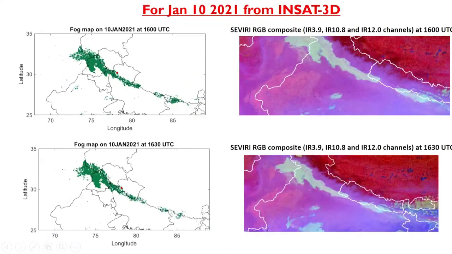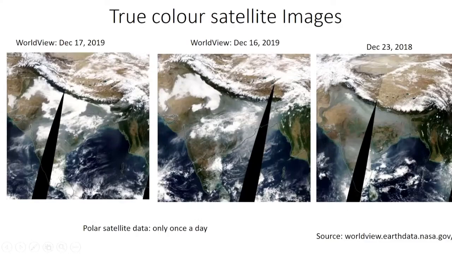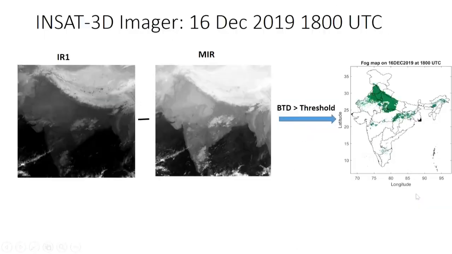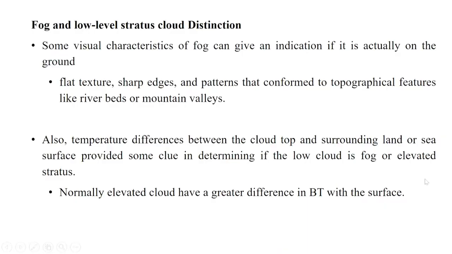Let me go back and show you in the image here. See, this is the foothill, so it is following this pattern. This kind of pattern, or you can say characteristic, is true for the fog only, not for the low level stratus cloud. So this kind of visual texture or visual characteristics can be used to distinguish between the two.